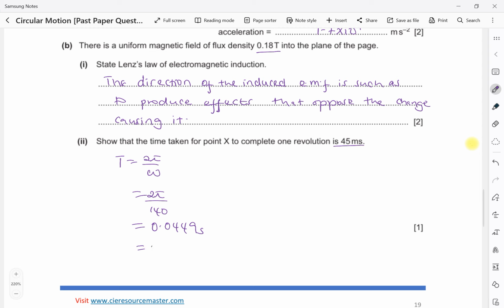In milliseconds, you multiply this by 1000. This is going to be 44.9 milliseconds, which is approximately 45 milliseconds. Okay.